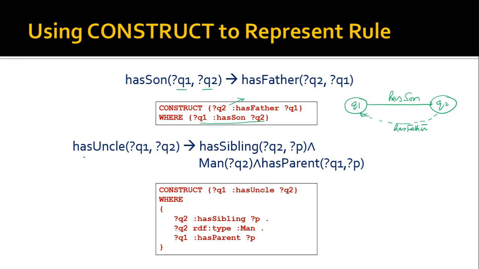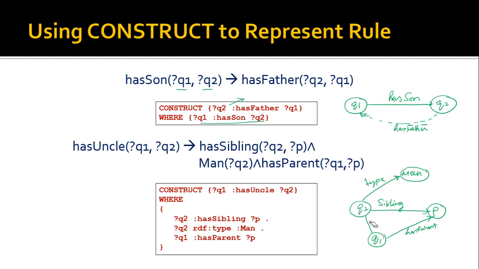Let us look at a complex rule. How do you define that Q1 has uncle Q2? First of all, Q2 should have a sibling, say P, right? And Q2 should be a man, so I'll say type of Q2 is man. And Q1 has parent P. If this is happening, then you infer that Q1 has uncle.